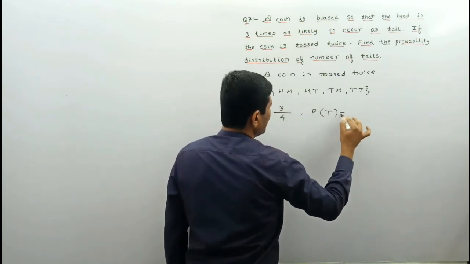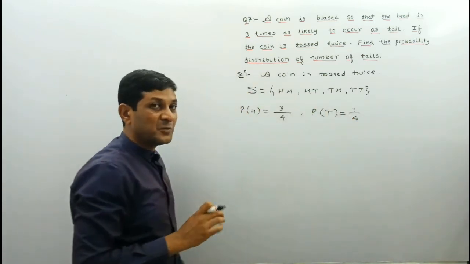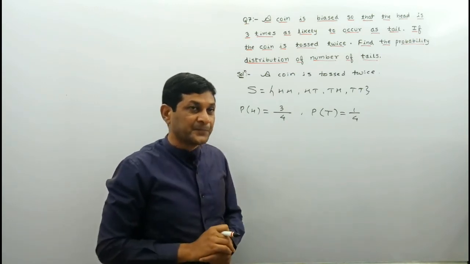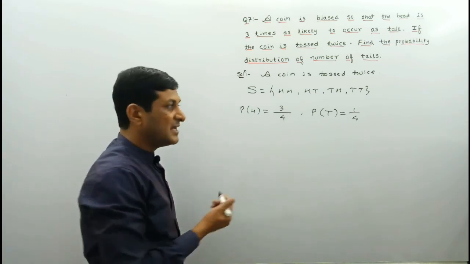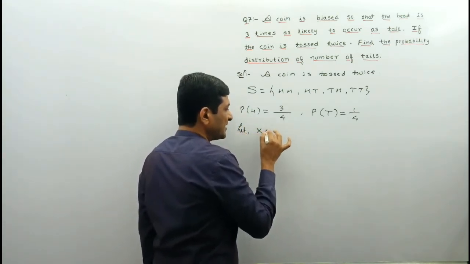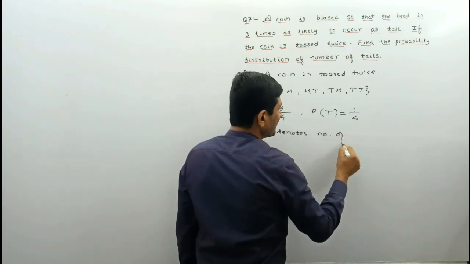Means probability of tail will be equal to what? 1 by 4. And probability of head will be what? 3 times as likely as tail. This is the given condition. Now we have to find out the probability distribution of the number of tails. So we will define the random variable. Let x be a random variable which denotes the number of tails.